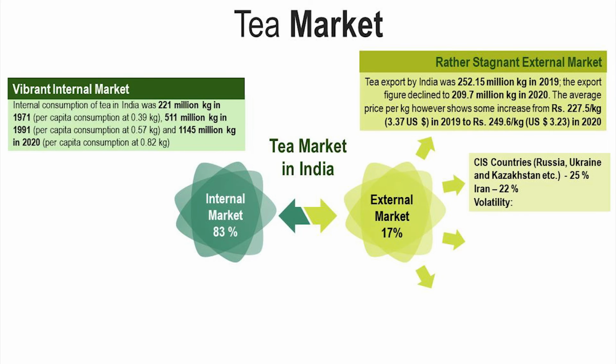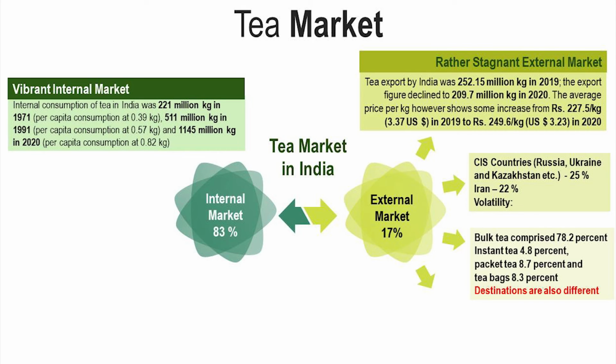If we look at specific countries, then we see that the CIS countries, that is Russia, Ukraine, and Kazakhstan, share some 25% of the export, and Iran has 22%. But we have seen a lot of volatility regarding this because of COVID-19 and also the recent war with Ukraine by Russia. So all this is affecting our tea export. Thirdly, you need to understand what kind of tea is being exported.